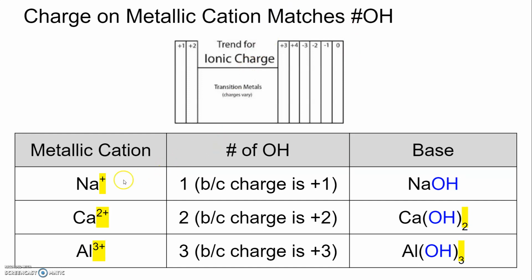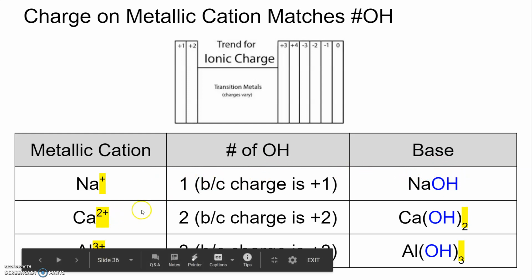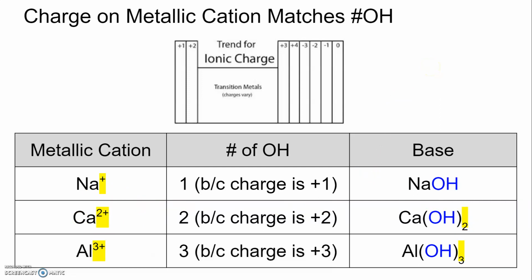So if you look at an example here where we have a metallic cation Na+, the number of hydroxides it would have for its base will be 1. Each hydroxide has a -1 charge. So NaOH. For calcium 2+, because it has a +2 charge, it should have 2 hydroxides. And then for aluminum 3+, it will have 3 hydroxides because its charge is +3.